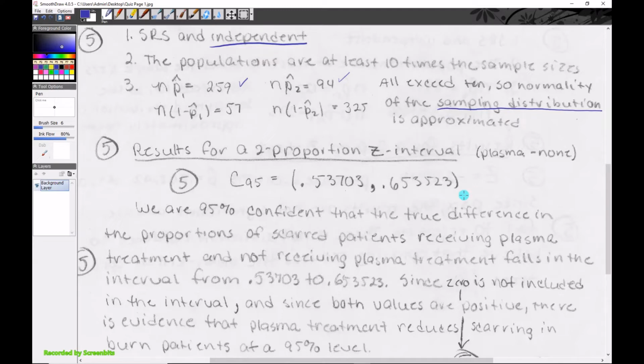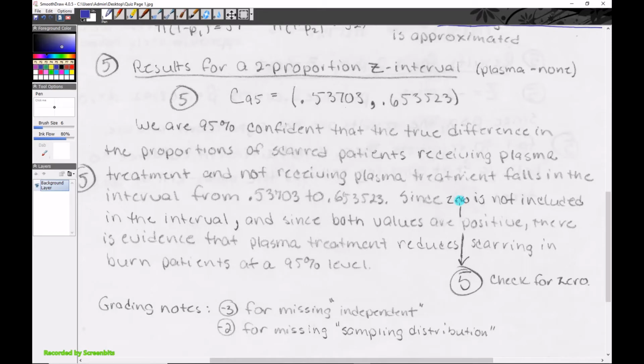One is 5 points, and then the other is 5 points. So we are 95% confident that the true difference in the proportions of scarred patients receiving plasma treatments and not receiving plasma treatment falls in the interval, blah, blah, blah. Since 0, now this is the second gradable thing, because you've got to look for 0 in these two proportion z-intervals, because otherwise there's really not much point in doing it.